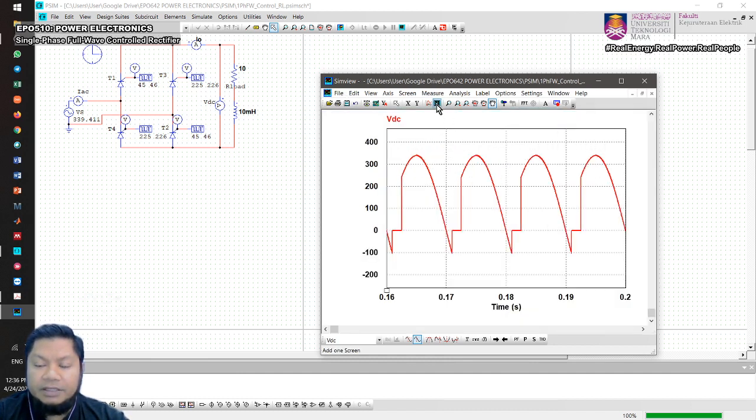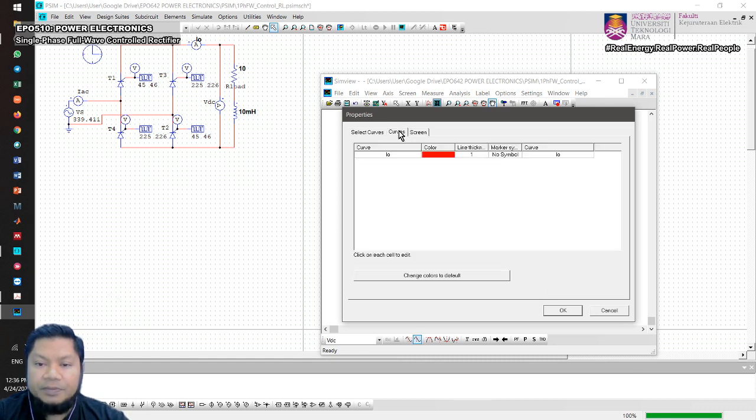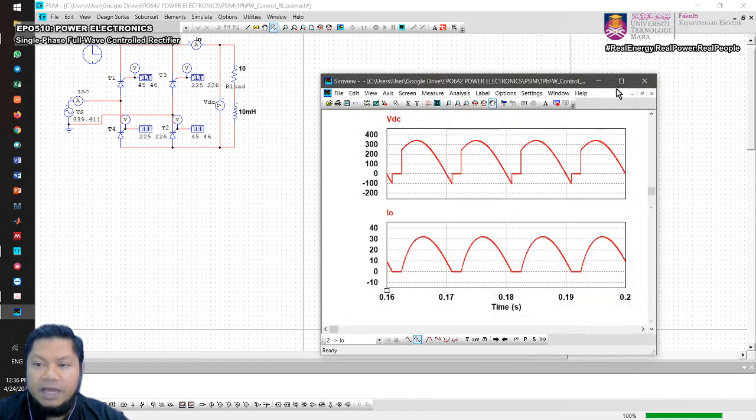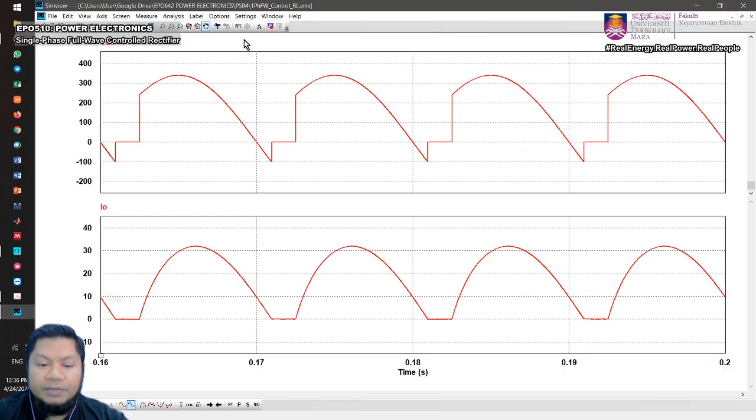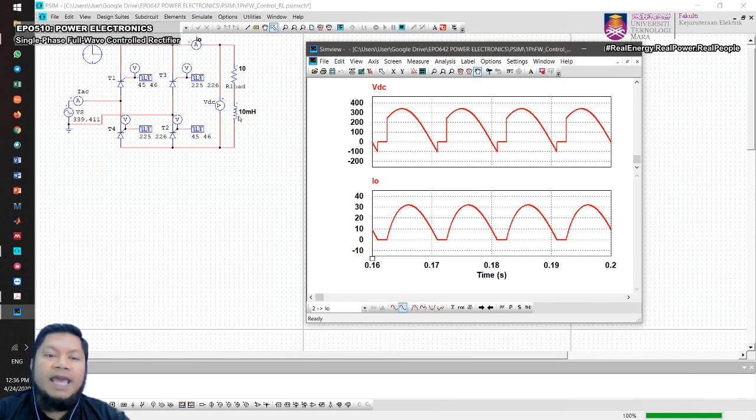Now I'm going to add another probe, a scope. I'm going to look at the output current, change it to 2. So that is my output current. Okay, so therefore with L equal to 10 millihenry, the output current is discontinuous, and therefore the waveform is very similar to the waveform for the first case, right?